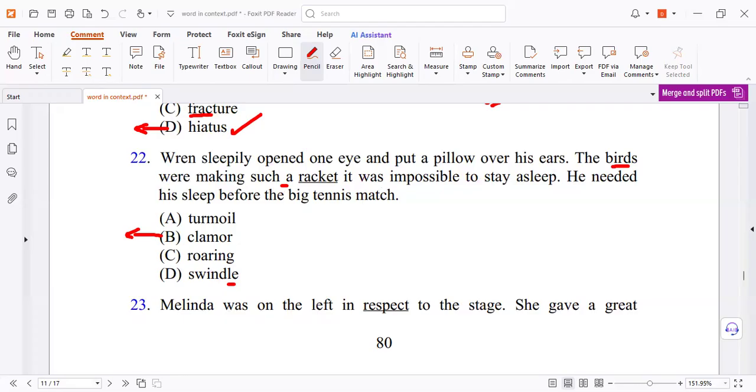Letter A, turmoil. The word means confusion, like disturbance, interruption. So it means confusion. It doesn't make sense. Roaring, how can a bird roar like lions? Excessive language. And letter D is a common word, meaning to deceive people to get something. So fraud or deception, to deceive people. But we're not talking about the bird. To deceive him? To play tricks, to steal money or something. Does not make sense.